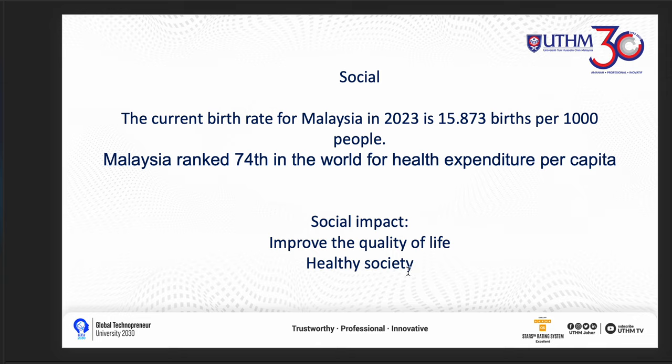Okay, so here, in terms of the birth rate, in 2023, it is expected to be 15.873 births per 1,000 people, which is quite high. And in terms of the health expenditure per capita, Malaysia ranked 74th in the world. So it shows a very good market size for this Neurobin. That is the external factor towards the product.